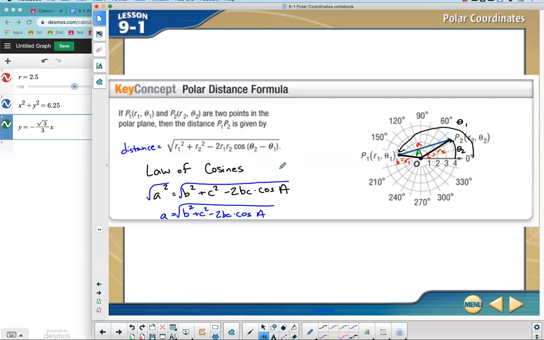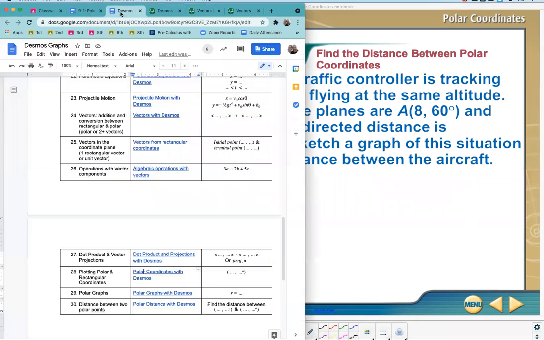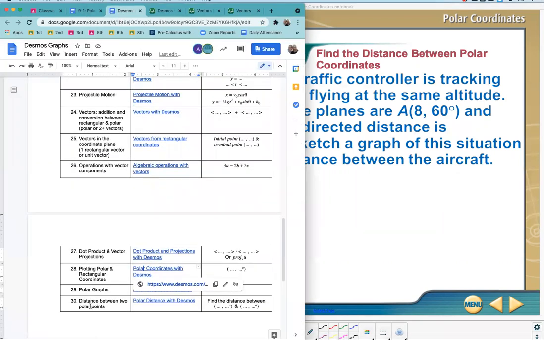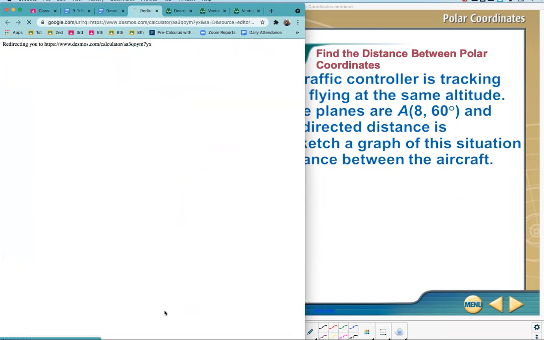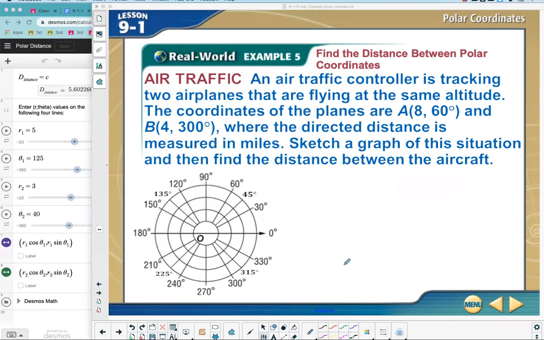Now, because that's a lot to type in, I did create a calculator for you for this. So if you go to your Desmos list, this one is your very last graph. Number 30, the distance between polar points. I'll open that up. We'll use that one after I plot the points. So here it says an aircraft controller is tracking two airplanes that are flying at the same altitude. The coordinates of the planes are for point A is a magnitude of 8 on a direction of 60 degrees, and B is magnitude of 4 on a direction of 300 degrees, where the directed distance is measured in miles. Sketch the graph of the situation and find its distance between the aircraft.